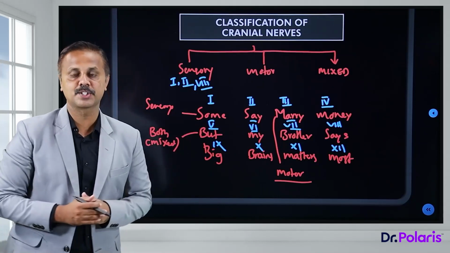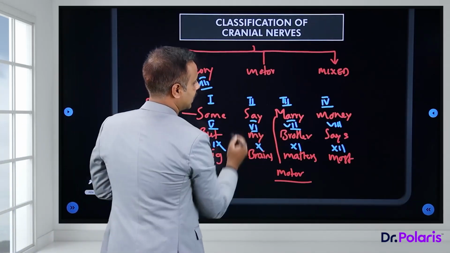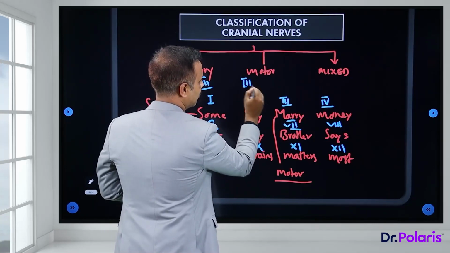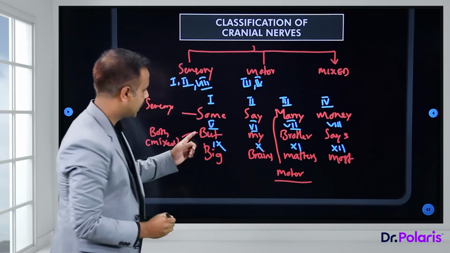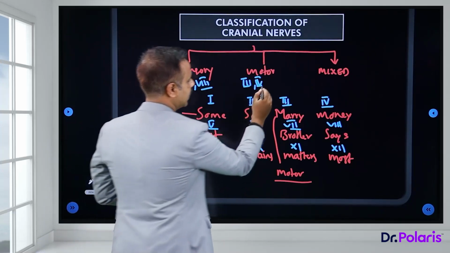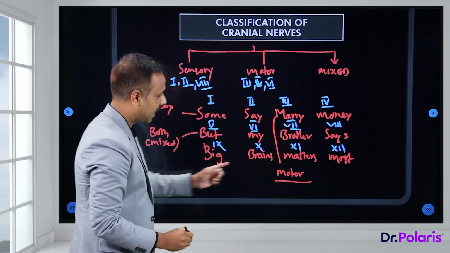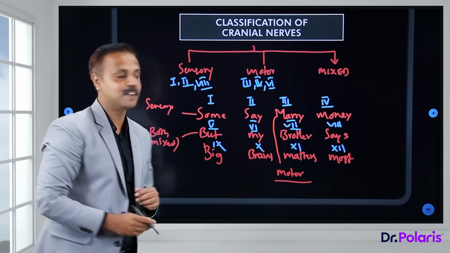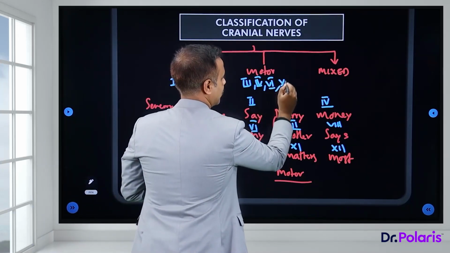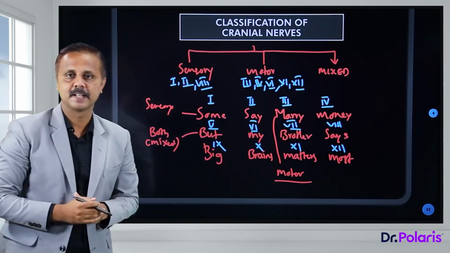Now similar to this, let's list the motor nerves. So the first motor nerve we have here is the oculomotor nerve. Then we have the trochlear nerve, right? Then we have the abducent nerve or the 6th cranial nerve. And then we have the 11th and the 12th cranial nerve, which are accessory nerve and hypoglossal. So we have the 11th and we have the 12th, right?